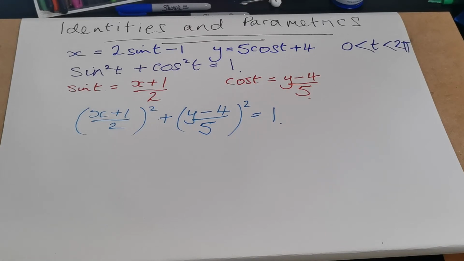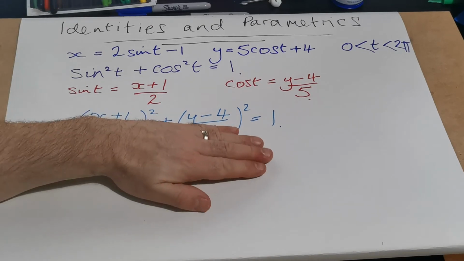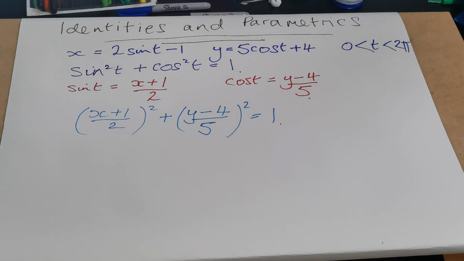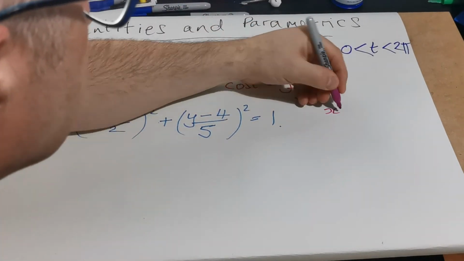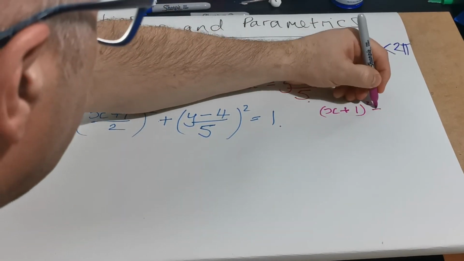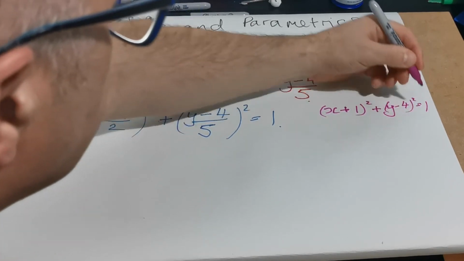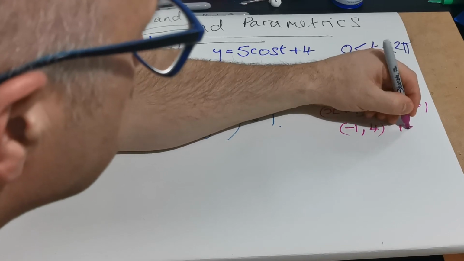But actually, that might not take us in the right direction, because I think it's actually okay to leave it like that. Because if you look at that, if I didn't have these bits here, you would say, well, that's a circle. What this actually is, is the stretching of a circle. So if we started off with (x plus 1) squared plus (y minus 4) squared equals 1, you would tell me that was a circle with (minus 1, 4) as the centre and a radius of 1.